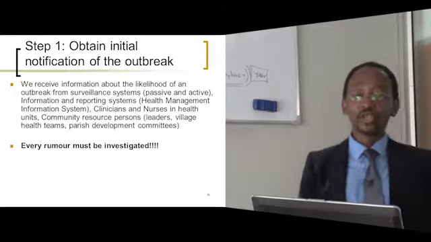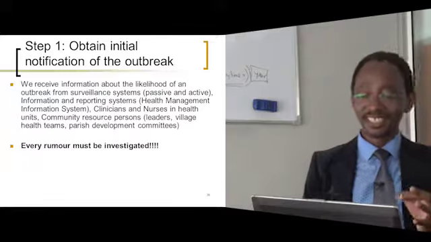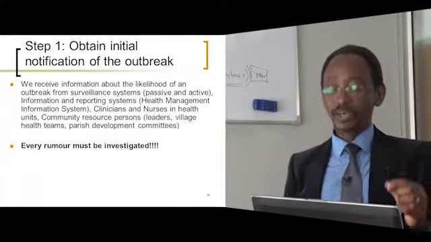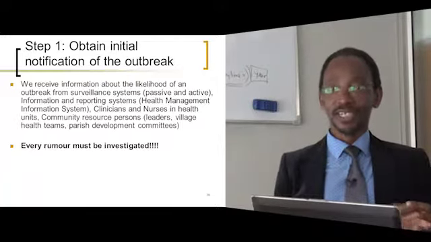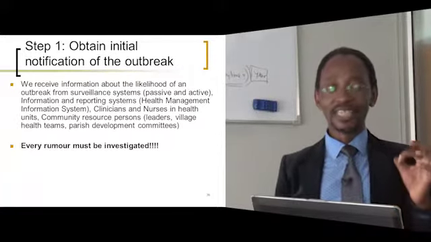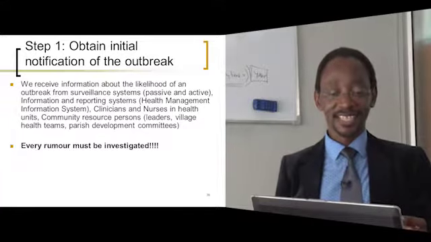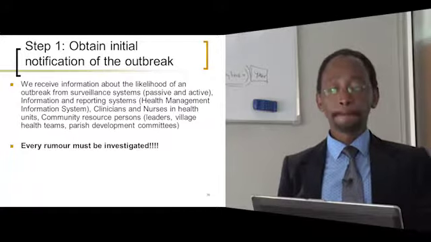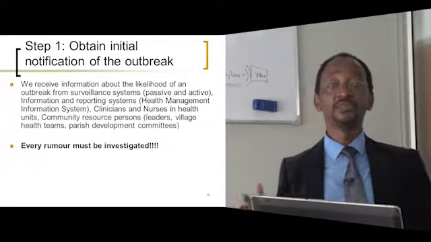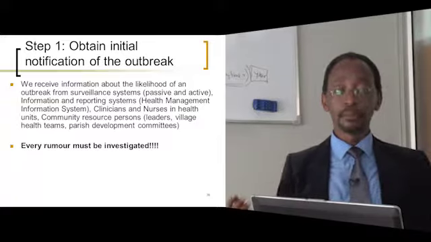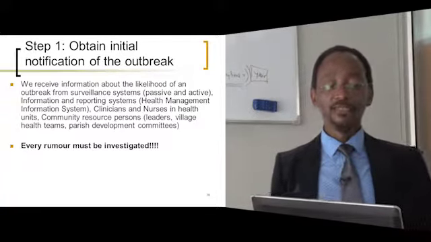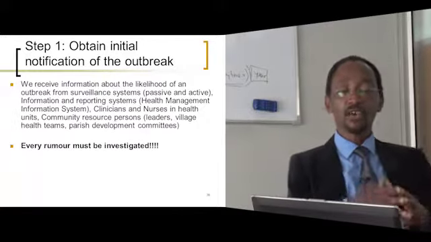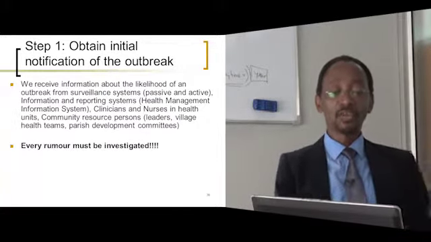Step 1, initial notification of the outbreak. We know about these outbreaks first of all from astute observations. We need observant people using the case definitions to see these cases. And then we receive this information from various sources. Some of them are formal surveillance systems that we've put in place in the health centers through the reporting systems, the information systems, but others are informal sources like community resource persons, community leaders, parish leaders, and all that.